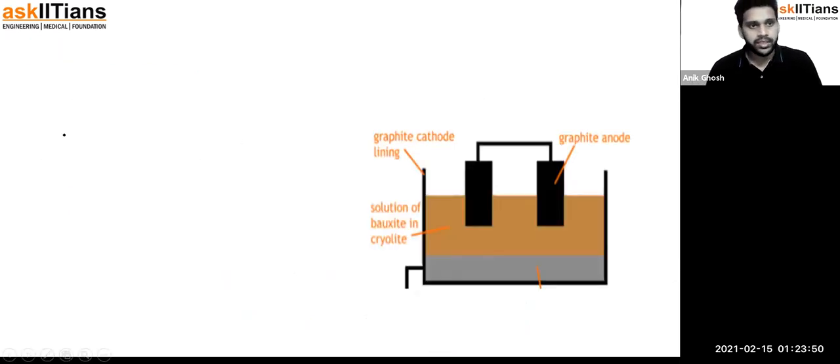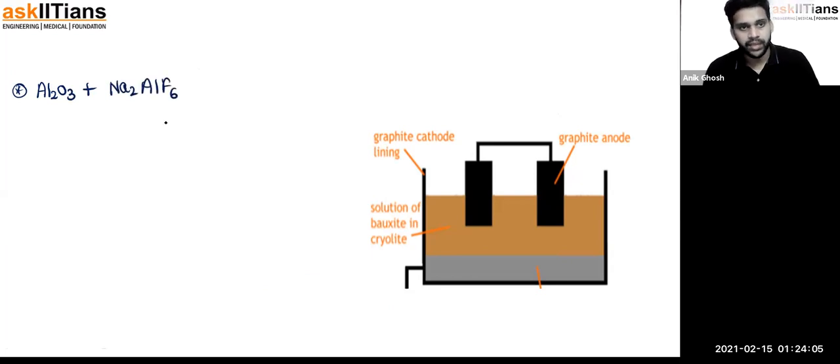Okay, so let's see what happened. We used Al2O3. Along with that, we used Na3AlF6 and CaF2. These three things: Al2O3, Na3AlF6, and CaF2. And we are getting Al and oxygen out of it.